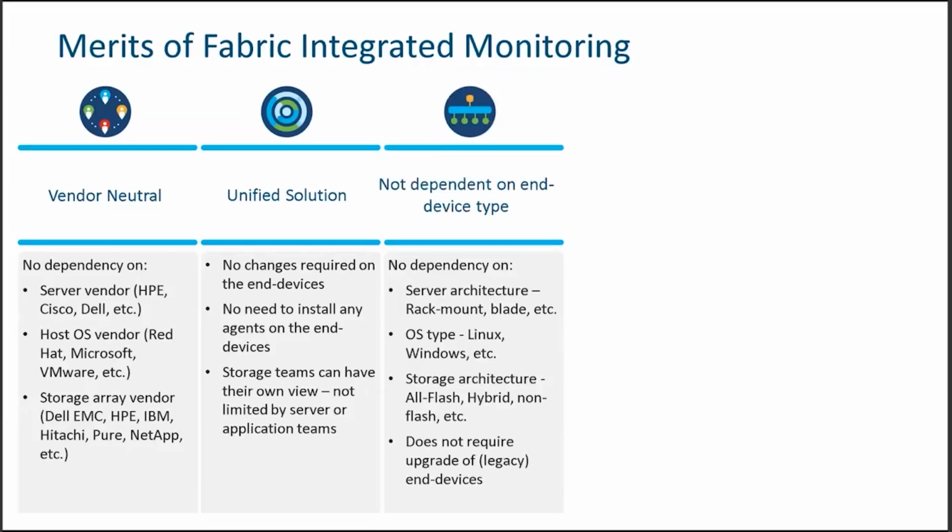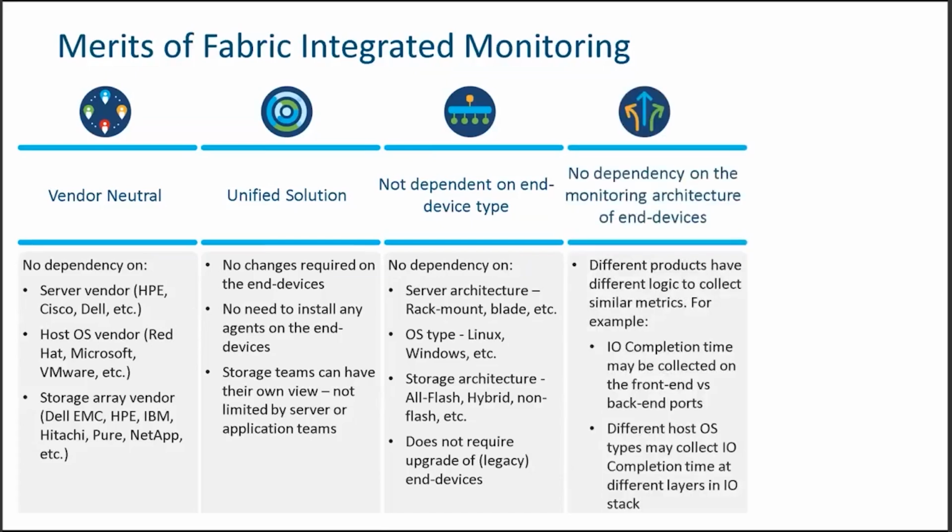Kind of similar to the first thing, but it's very different because it's not about vendor now. Even if we have customers who have standardized on one vendor, they still have different types of devices, right? Different versions of devices, different Linux operating systems. When they move from kernel 2.0 to 3.0, things change. So none of the fabric integrated monitoring is dependent on those end devices. Also, the monitoring architecture of the end device.